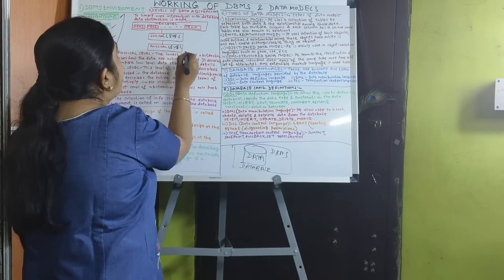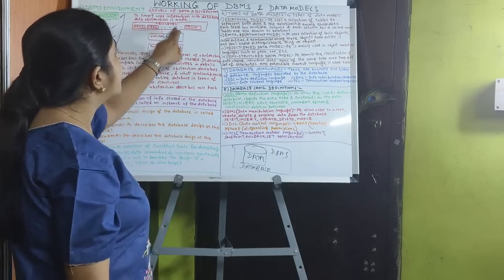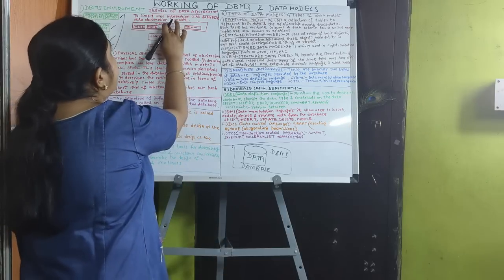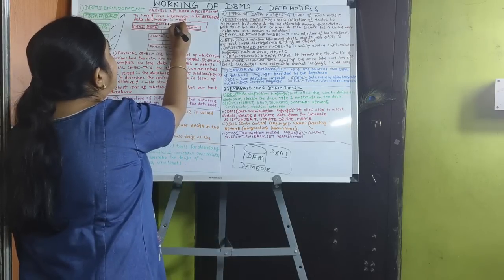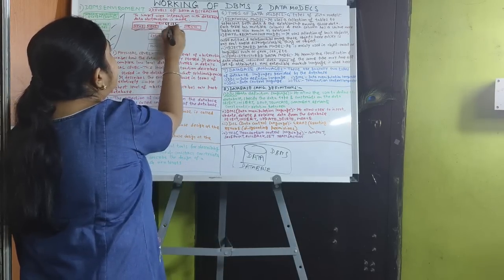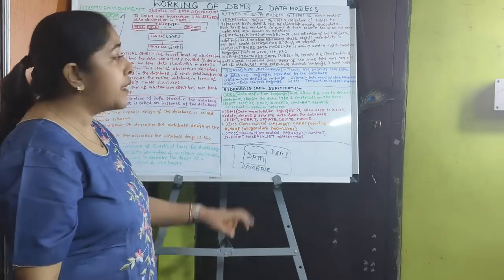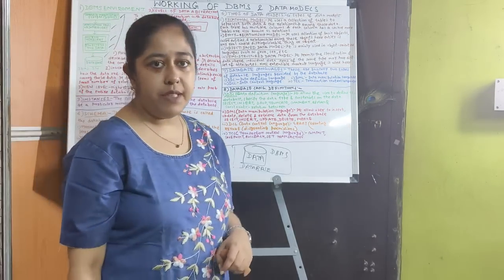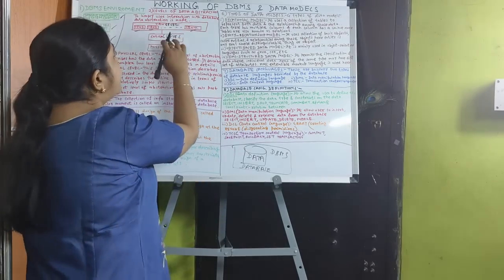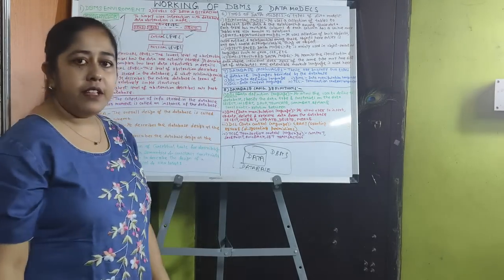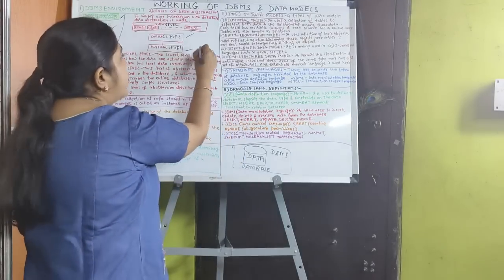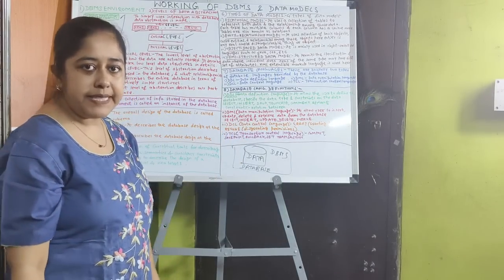So in the view level, you can see there are so many views. This is the view level. First view, second view, and n number of views. There can be n number of views in the view level. Then comes the logical level. This is the logical level. And then the last level is your physical level, the basic level.